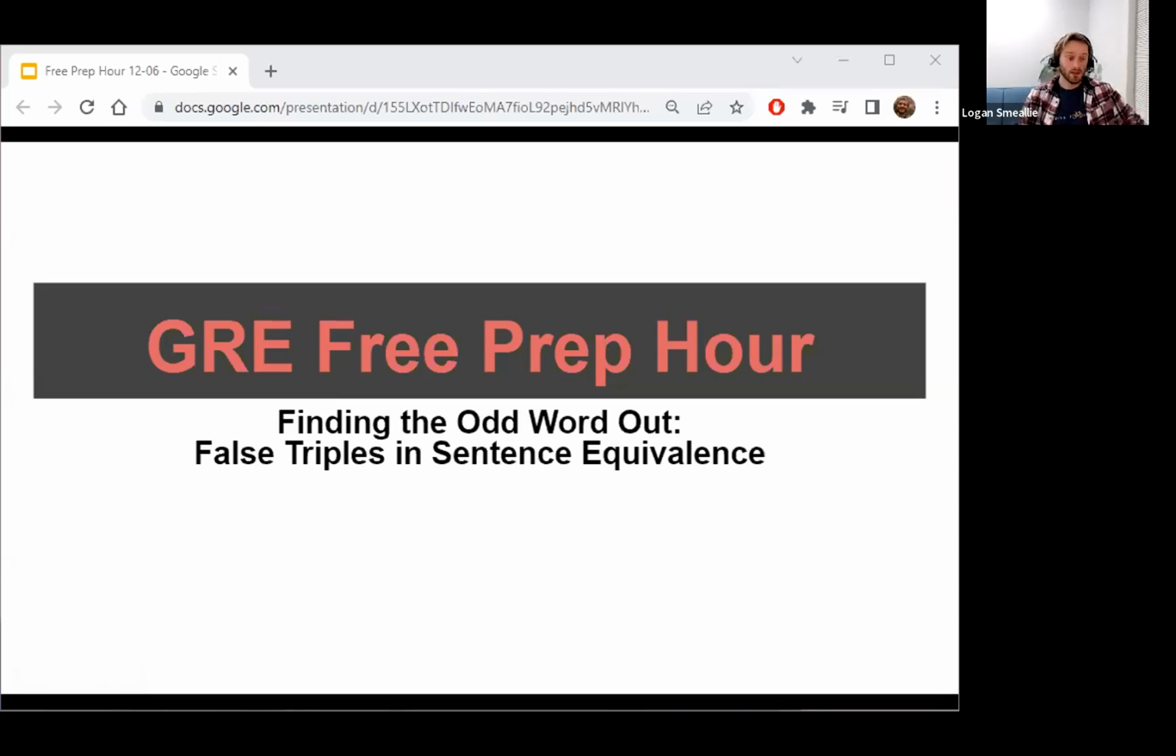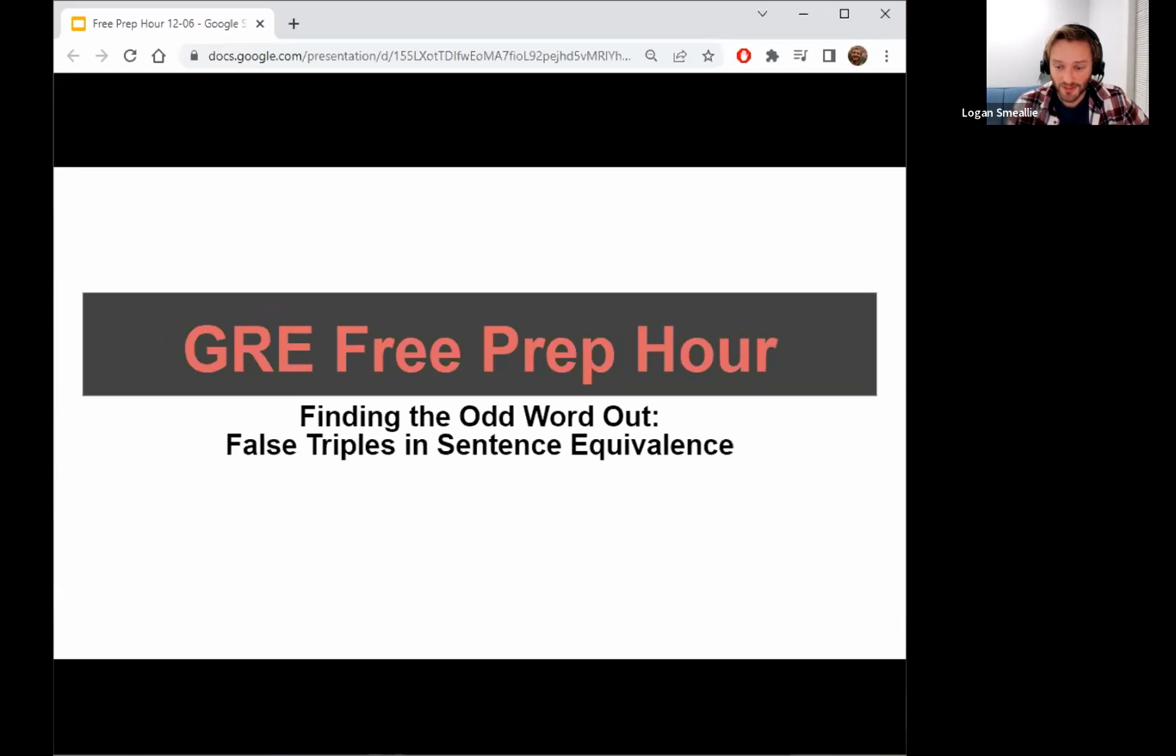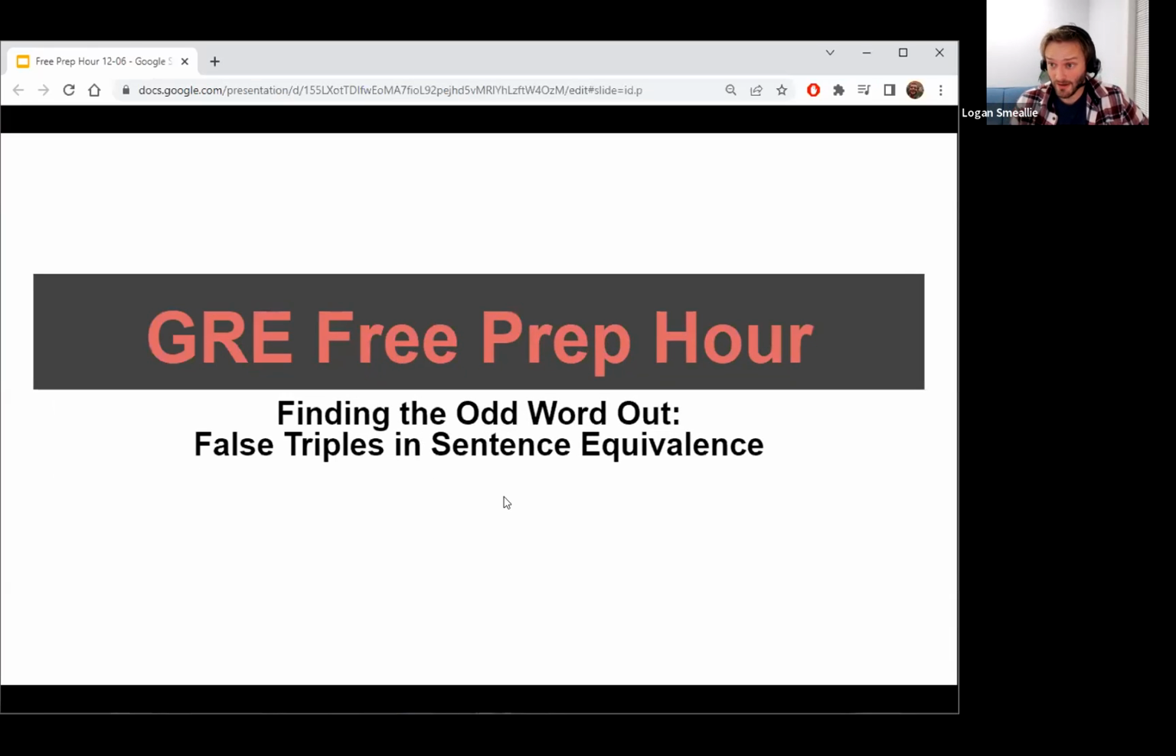And the topic that we're going to be looking at tonight is sentence equivalence. It's one of the vocab types. And the specific thing we're going to be looking at is something that some of our resources will call false triples or false triplets sometimes. This is basically places where there's three words that seem like they are close enough to pick, but we're only supposed to pick two. So that's the subject for tonight. Welcome in if you are here live, and thanks for watching if you are watching online after the fact.